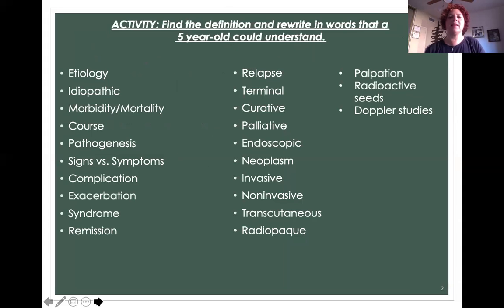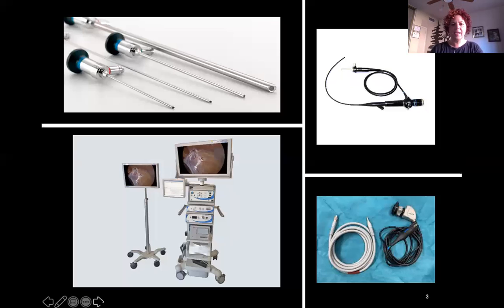Here's all those words that we just defined, except for radioactive seeds. And we'll look at that a little bit later. So first, to start off, I thought some fun pictures would be good. So these are some different scopes. There are a plethora of scopes that we use for endoscopic procedures, depending on what we're looking at and how far into the structure we want to go.